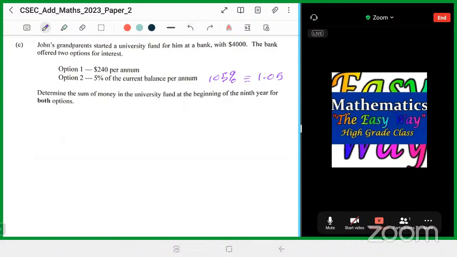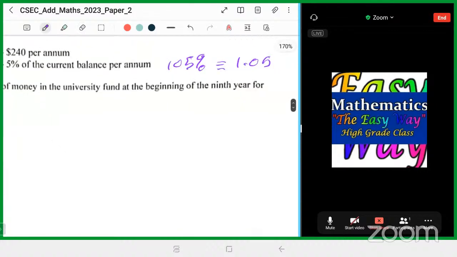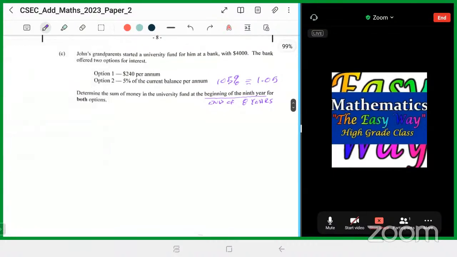It says determine the sum of money in the university fund at the beginning of the 9th year. So if we are going to the beginning of the 9th year, it means that we have completed 8 years. This is very important. The beginning of year 9 means that we are at the end of 8 years, so we would have applied the investment for 8 years. Okay, options 1 and 2. I want to do it both ways first. So option 1.